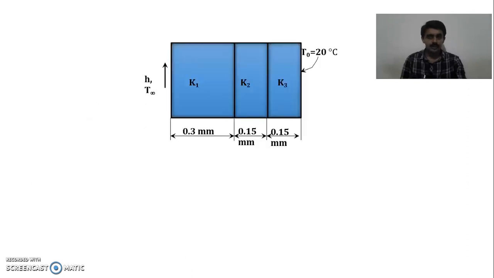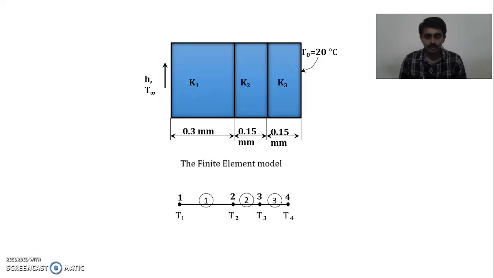Okay, so this is a two-dimensional picture of how it can be represented. The one-dimensional finite element model of this can be written like this. It has three elements. The three layers of composite material can be represented as three elements with the node numbers 1, 2, 3 and 4 which will constitute three elements. Let us proceed further.